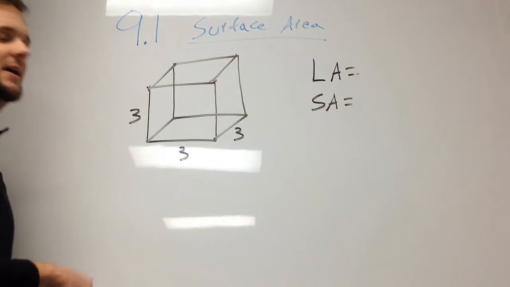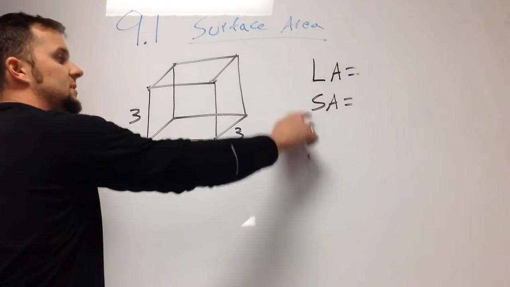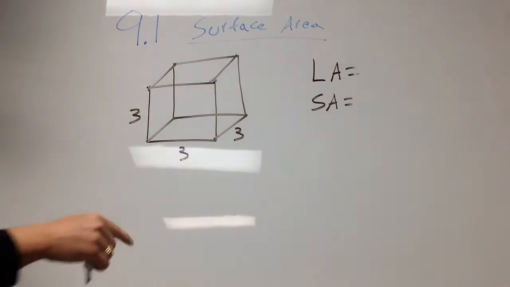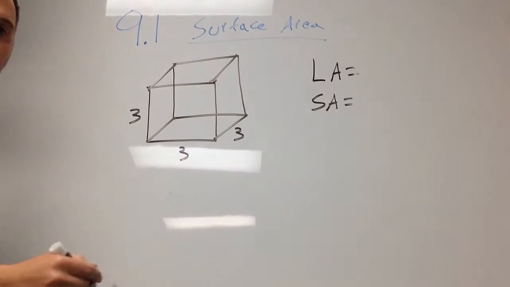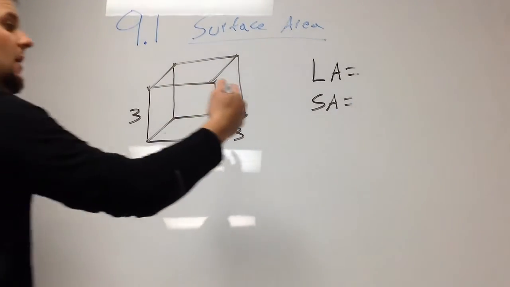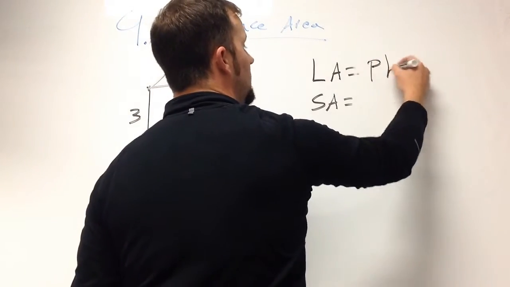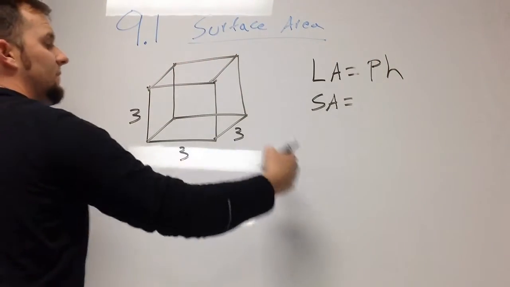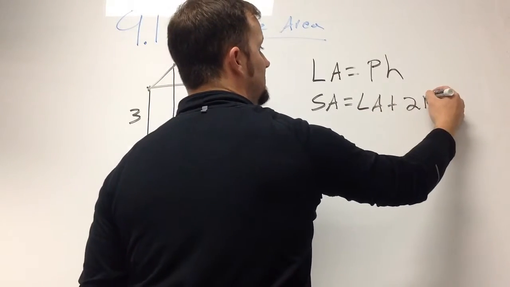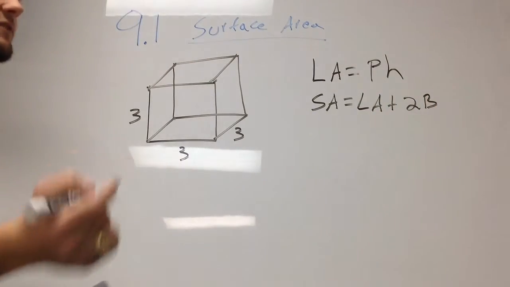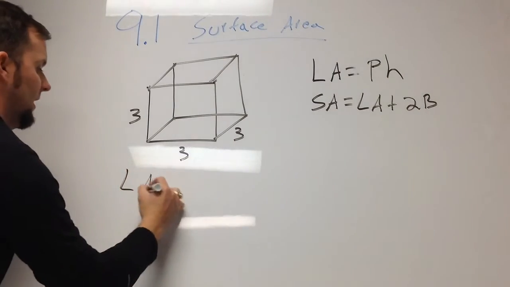Next, I'm looking at finding the lateral area and surface area of a cube. So again, I know the bases of a cube, if I look on the top and bottom, are going to be squares. So that means I'm going to take lateral area, which is the perimeter times the height. Then I'm going to find the surface area, which is going to be lateral area plus 2 times the area of the base. So let's go and find both of these. So first let's find the lateral area.